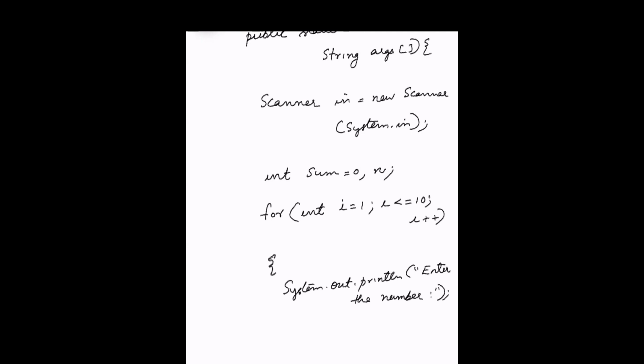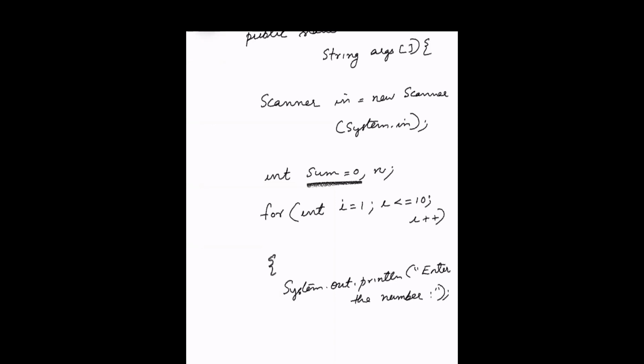Then I am declaring another variable n, which is of int type. So in this statement, sum is declared and initialized to 0. Two things are happening here.